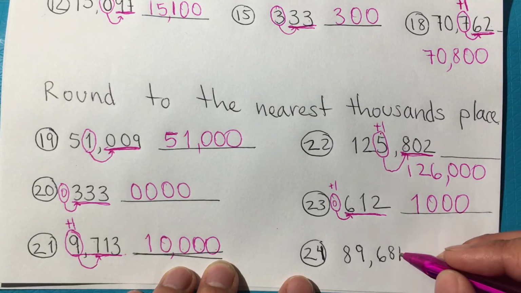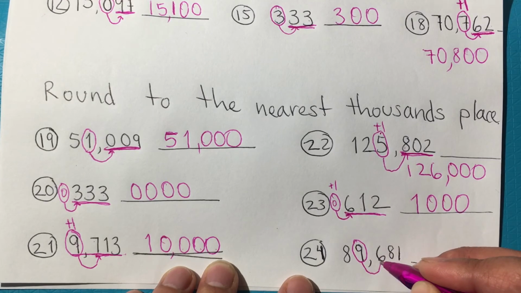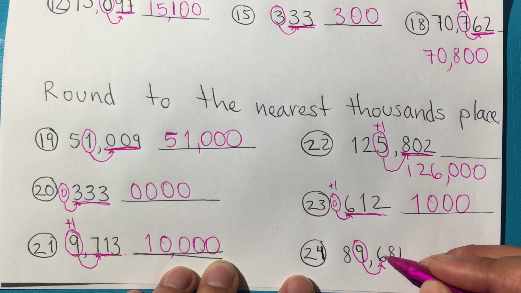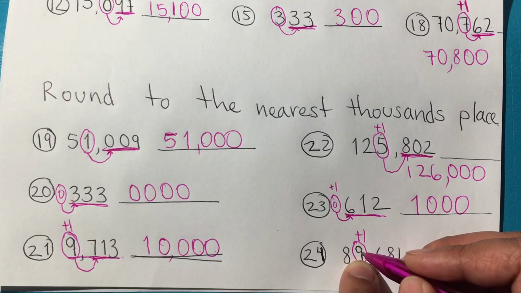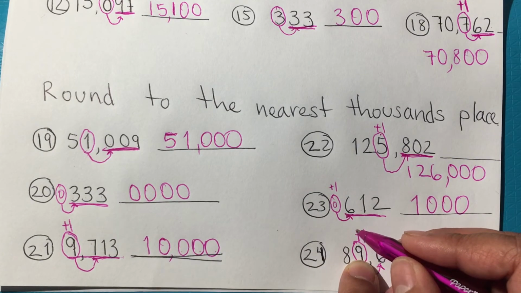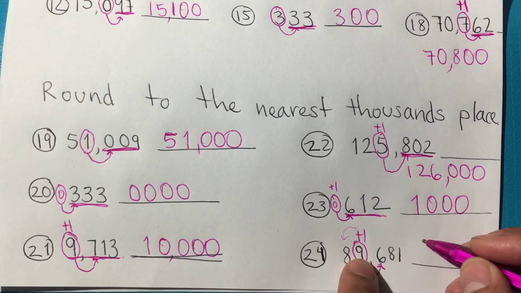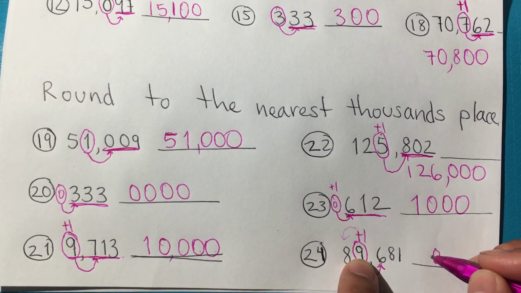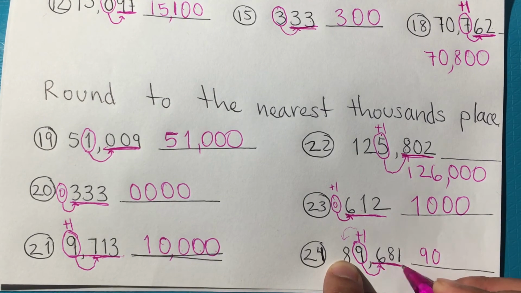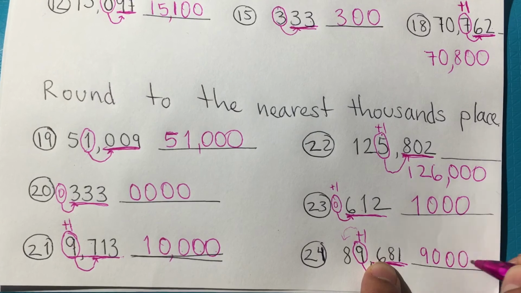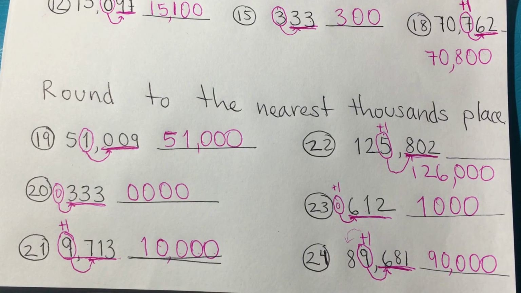The last one, ones, tens, hundreds, thousands. 5 or more, yes, 6 is more than 5, so it can give a hand. And if you have a 9 and you add one more, it spills over. So 9 plus 1 is 10. Carry the 1, 8 plus 1 is 9, and all of these become zeros, 1, 2, 3. 90,000.